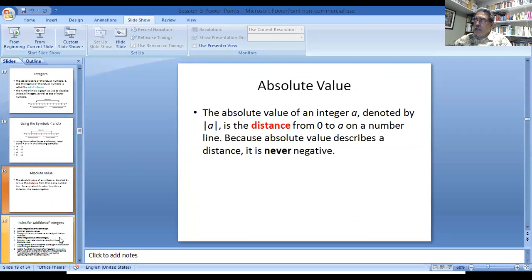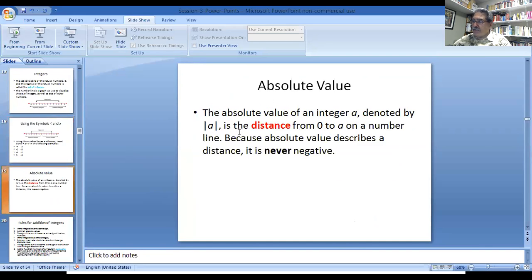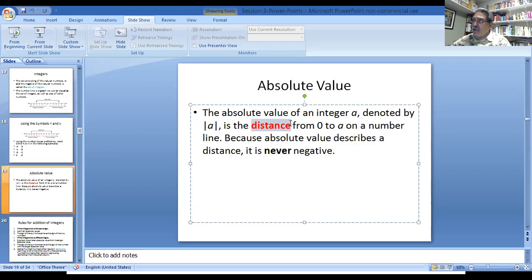Absolute value. The absolute value of an integer a is denoted by a inside 2 bars. It is the distance from 0 to a. So it's always positive. It can never be negative. For example, the absolute value of -3 is 3. Please remember that. If I put -3 here, its absolute value is positive 3, because you're looking at the distance from that number to 0. Okay?